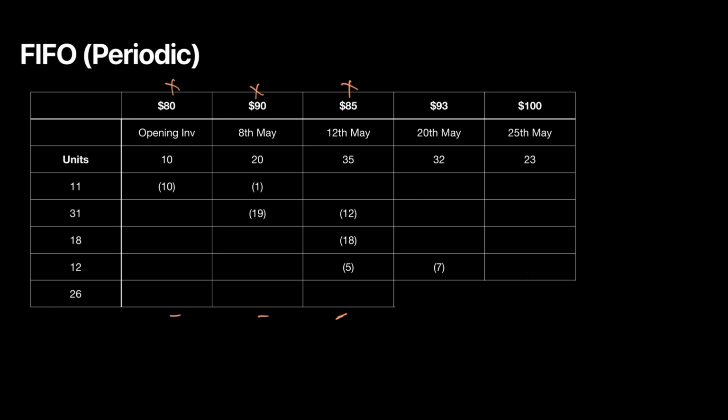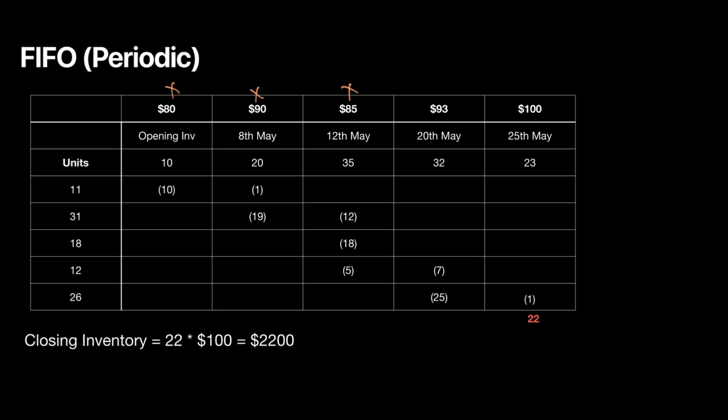And now we come to the last sale. That's for 26 units. So for 26 units, I know for 20th May, I need to complete this first. 32 minus 7, only 25 are left. So I can only sell 25 from here. So once you do that, this one will also be 0. You will cancel this one out. And then you'll sell one more unit from this stock because we have to sell 26.